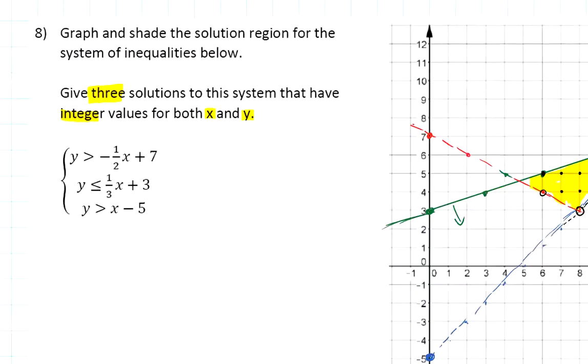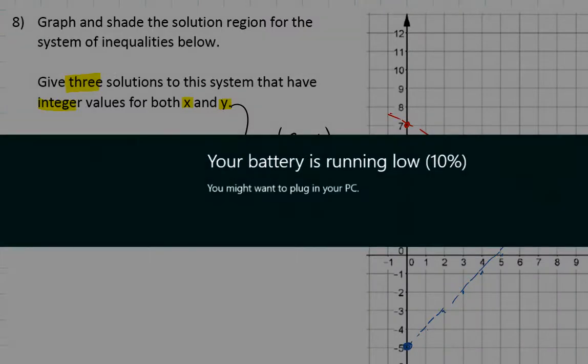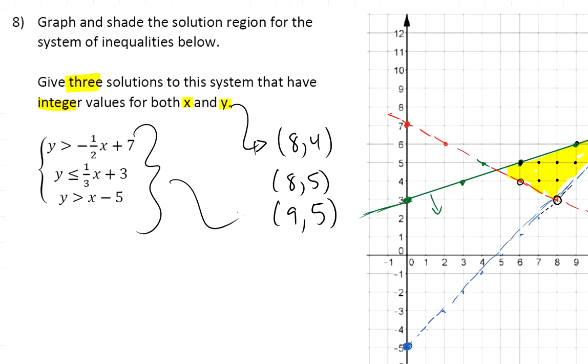And just to finish, I'm going to say that my 3 points are (8, 4) as 1 point. Another point looks like (8, 5) also. We've also got a point at (9, 5), and we'll just stop there. So there are more points that are solutions. By the way, remember, we're saying that any of these points that are in that solution region would make not 1, not 2, but all three of these inequalities true simultaneously.